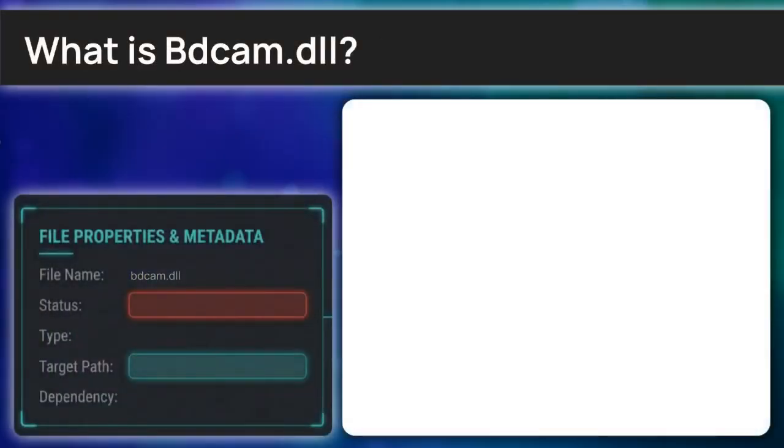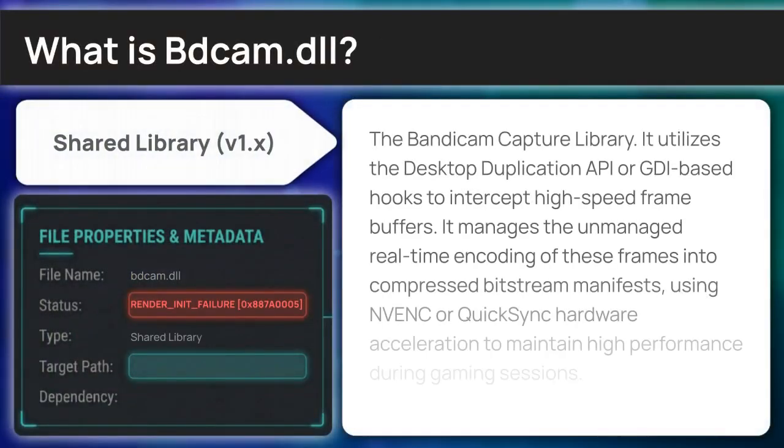This is the Bdcam library, the Bandicam Capture Library. It utilizes the Desktop Duplication API or GDI-based hooks to intercept high-speed frame buffers. It manages the unmanaged real-time encoding of these frames into compressed bitstream manifests, using NVENC or QuickSync hardware acceleration to maintain high performance during gaming sessions. Now let's get this fixed up.